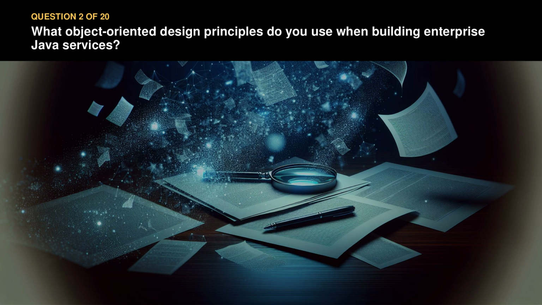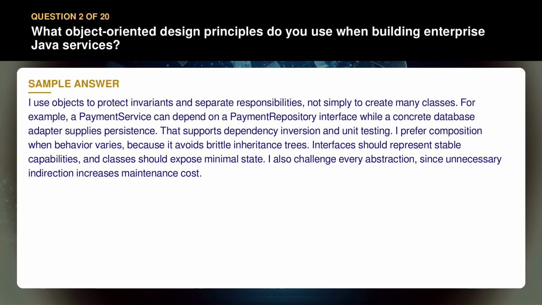Question 2. What object-oriented design principles do you use when building enterprise Java services? I use objects to protect invariants and separate responsibilities, not simply to create many classes. For example, a payment service can depend on a payment repository interface while a concrete database adapter supplies persistence. That supports dependency inversion and unit testing.